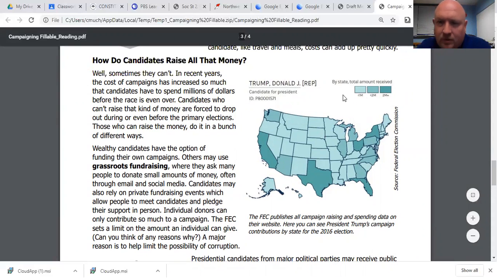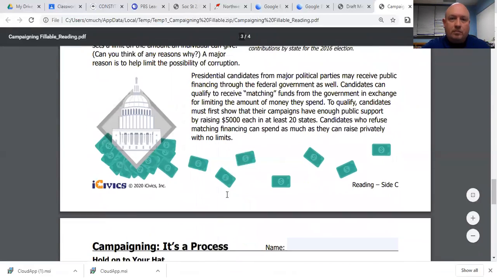Raised here, and you see the lighter the state, but this is also where states tend to have more people, obviously the more money likely to be raised.